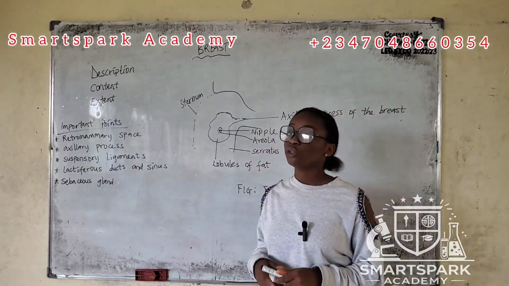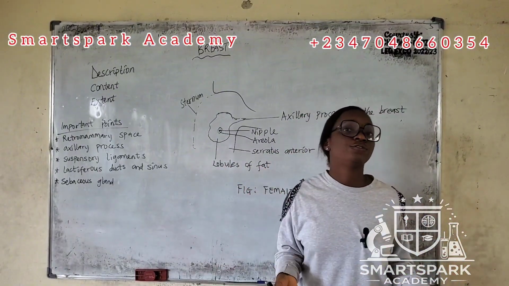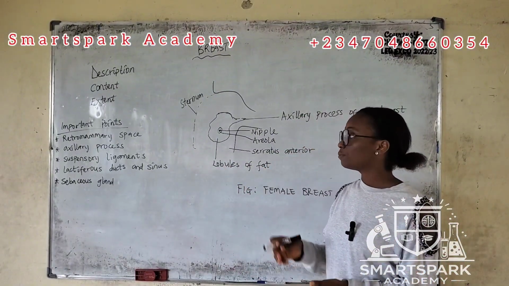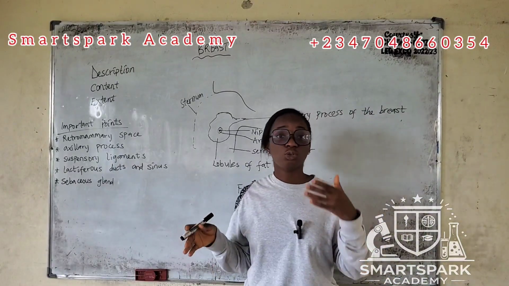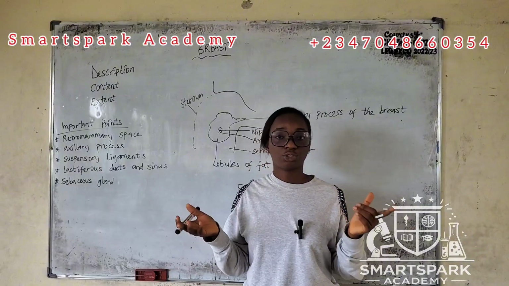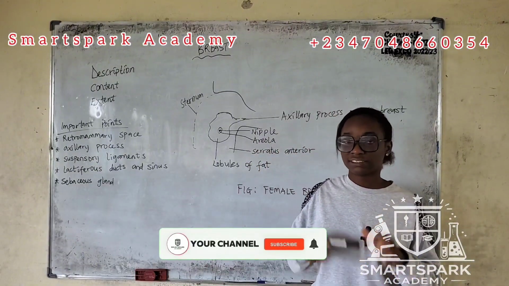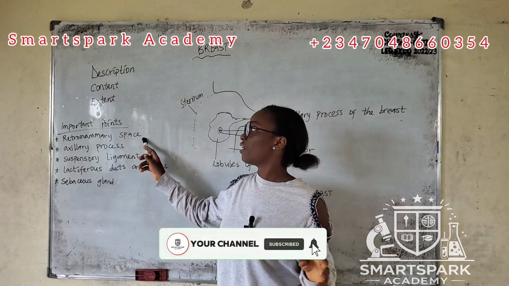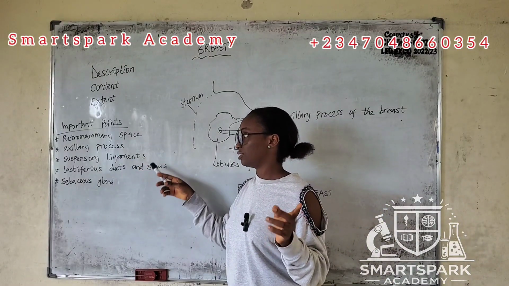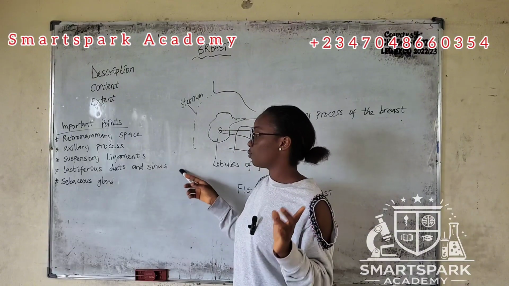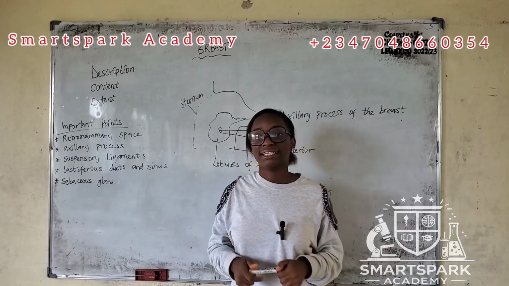So now we are done with the description, content, and extent. Before we move further to the vasculature of the breast, there are some important points that your lecturer actually looks out for whenever you're asked to discuss or write on the breast. The first we have is the retromammary space. We also have the axillary process, the suspensory ligaments, the lactiferous ducts and sinus, and the sebaceous glands.